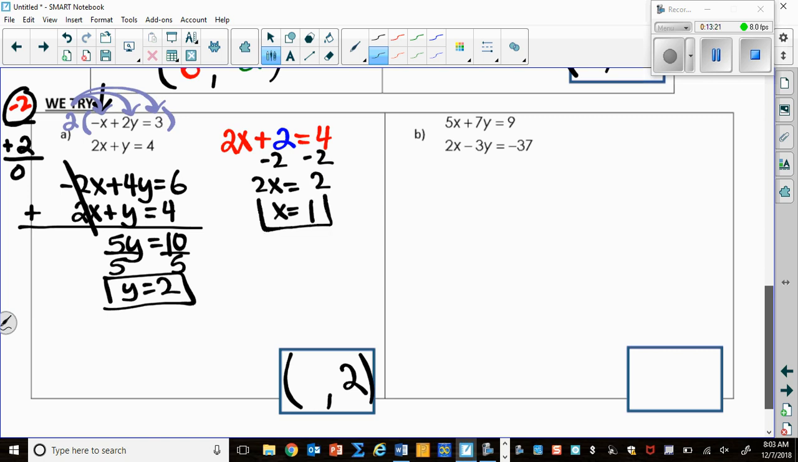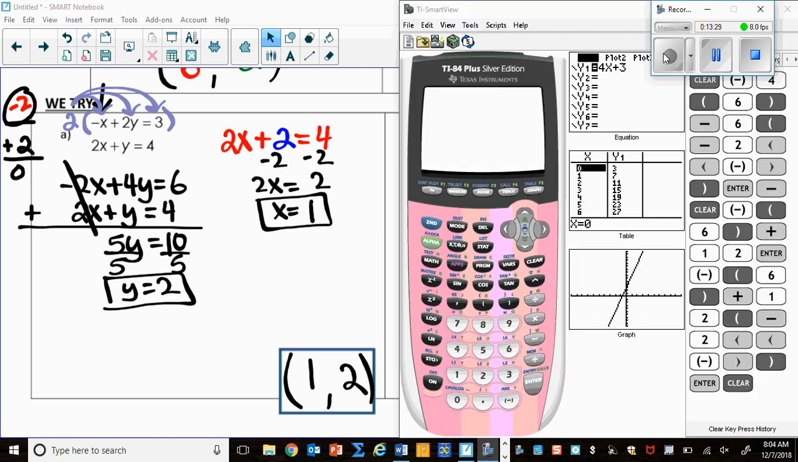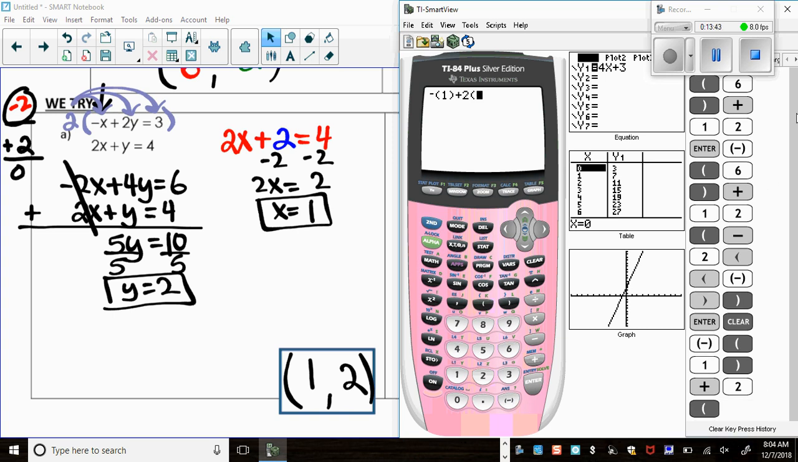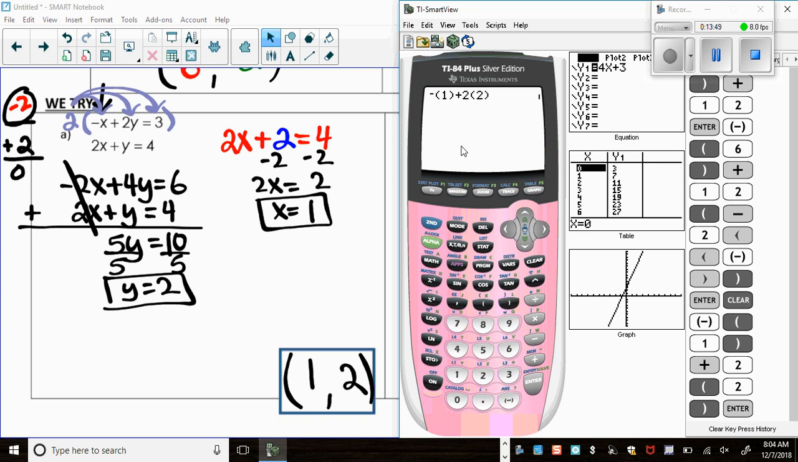X equals 1. So the final last step is just to make sure you did it correctly by substituting into your equation. So here we go. I'm going to plug these numbers into the original equation. X is 1 plus 2y. You can ignore this stuff. This is just showing you all the buttons I'm pushing. And then 2. I need to get 3, which I do.